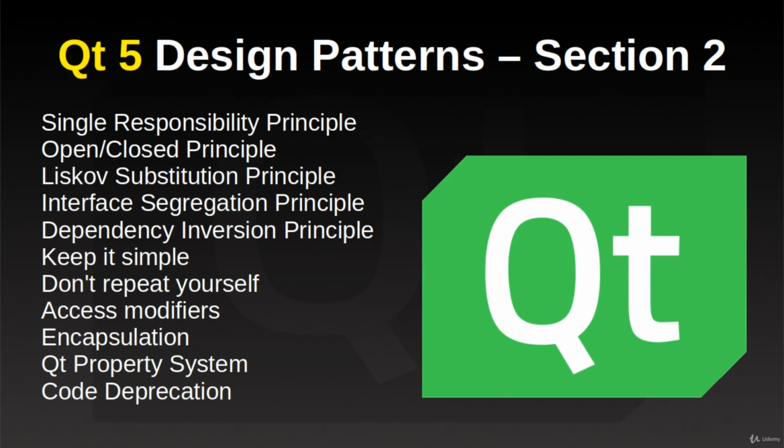This is Qt 5 Design Pattern Section 2. This section is going to go over SOLID, which stands for Single Responsibility Principle, Open Close Principle, the Liskov Substitution Principle, Interface Segregation Principle, along with the Dependency Inversion Principle. And we're going to talk about keeping it simple, along with don't repeat yourself, access modifiers, encapsulation, the Qt property system, and code deprecation.